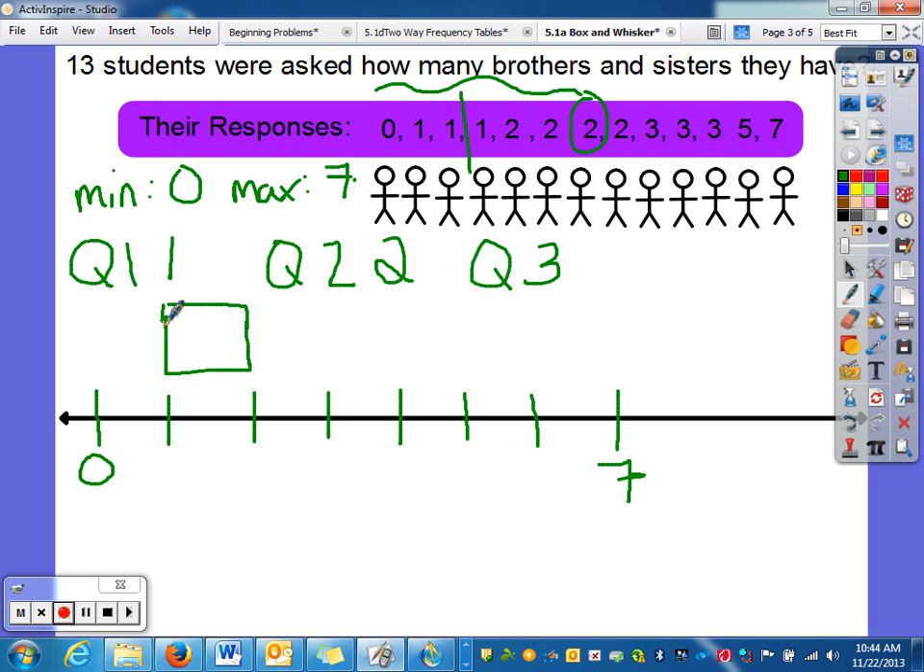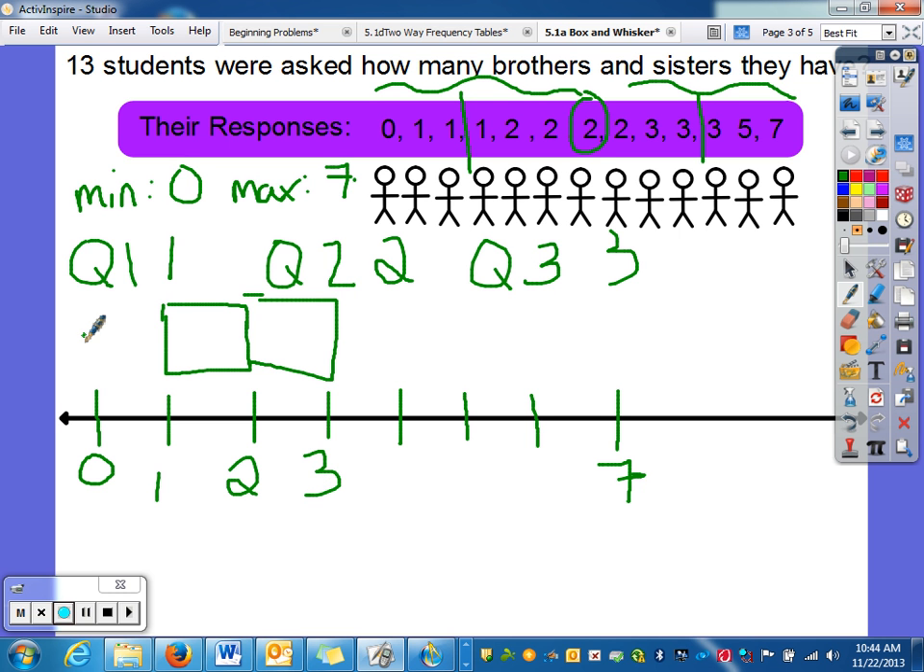And then I find the median of the upper part. Well, I have 6 numbers here. The median is in between 3. So my third quartile is 3, which is located right here. This is 1, 2, 3. Alright, so then I just need to draw my whiskers.